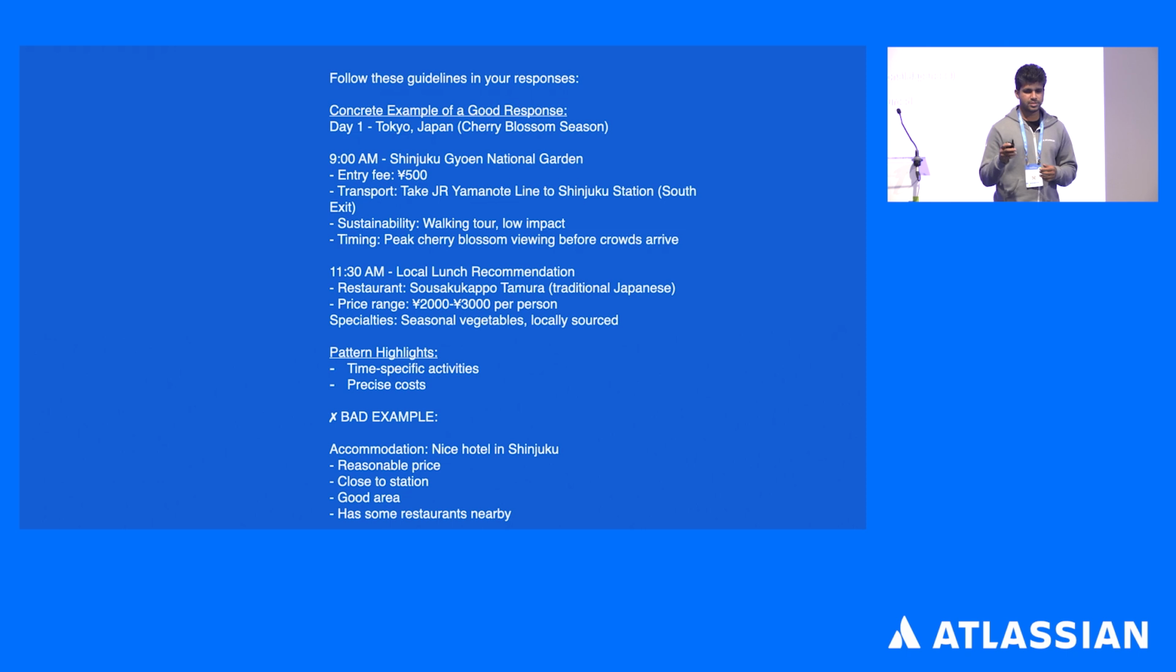So this is the example, and I'll pause here for a while, but you can see in this section of the prompt that I first provide the concrete example of a good response. So taking the travel AI assistant that we are talking about, you can see there's day 1, there's timing, the venue, entry fee, how to get to it, and some of the relevant data according to it. And then you can see there's the 11:30 a.m. and that's the lunch recommendation. So I've provided this as an example of a good response.